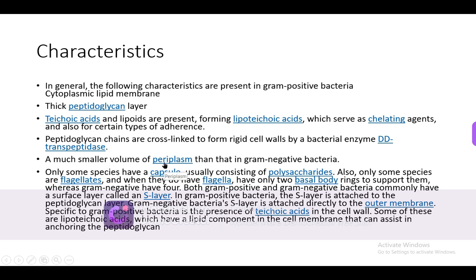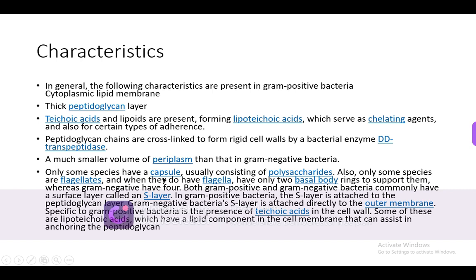A much smaller volume of periplasm, the fluid present between the two membranes of the plasmalemma and cell wall, is found than in the gram-negative bacteria, which stain not with crystal violet but with the fuchsin. Now, only some species have a capsule, usually consisting of polysaccharides.